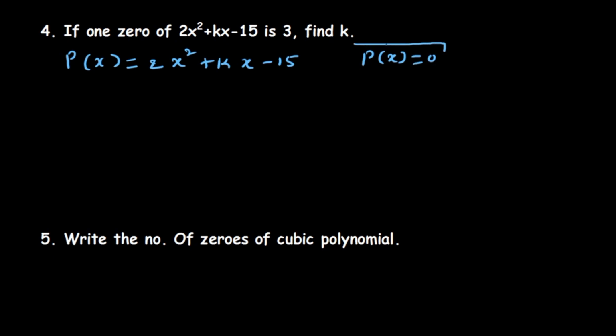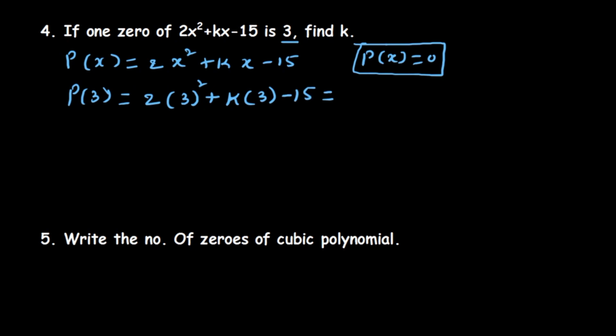When you substitute a value, if you get a 0 as the value of the polynomial, then we call that particular number a zero of the polynomial. For example, if you substitute 3 in this given polynomial and get a 0, then 3 is called the zero of the polynomial. Okay, so I'm going to substitute 3 in this. So p of 3, because they have given that 3 is one of the zeros of the polynomial. So 2 into 3 square plus k into 3 minus 15 equal to 0, because according to this condition we should take it equal to 0.